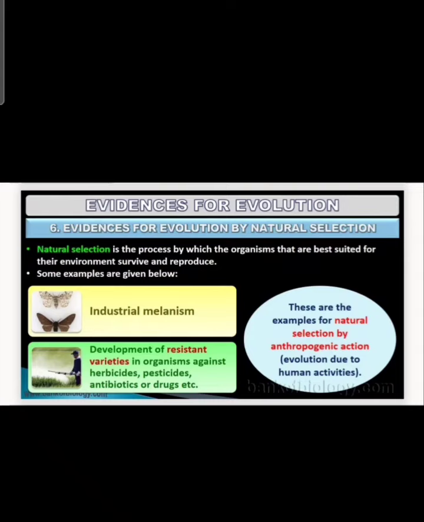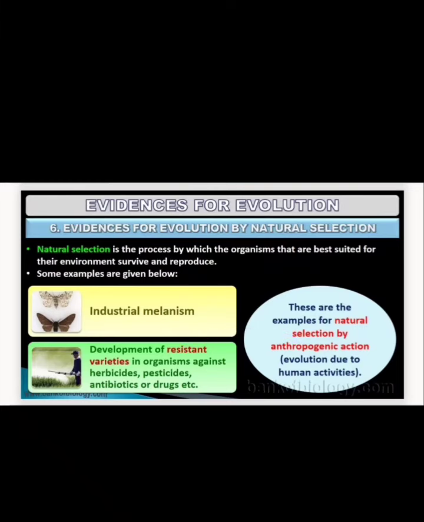Nature selects only those organisms. Only those organisms can survive. One example you can see here is industrial melanism. There are also examples of natural selection by anthropogenic action, evolution due to human activities. For example, the development of resistant varieties in organisms: even after putting so many herbicides, insecticides and pesticides, the organisms will adapt to those pesticides and still survive. So that is one example.